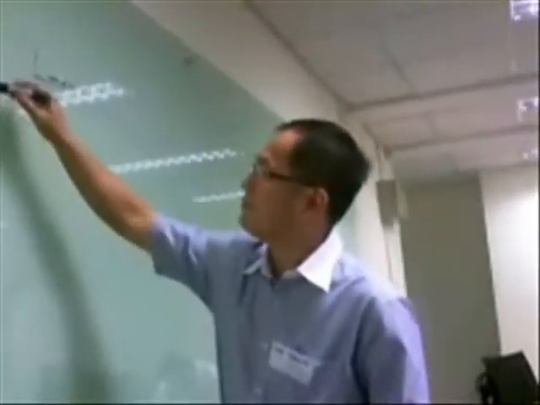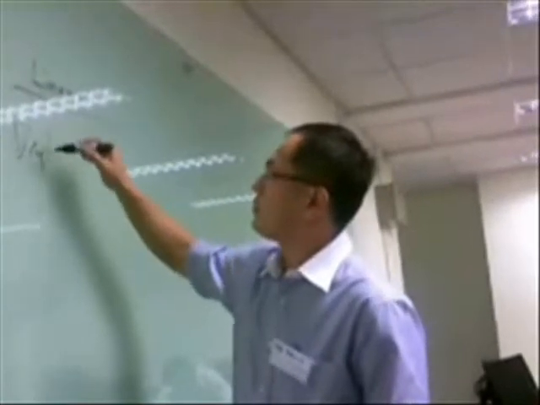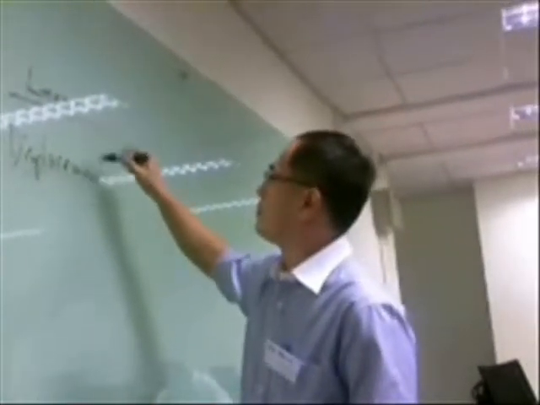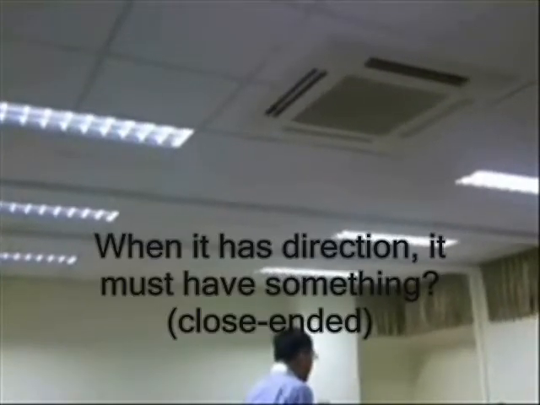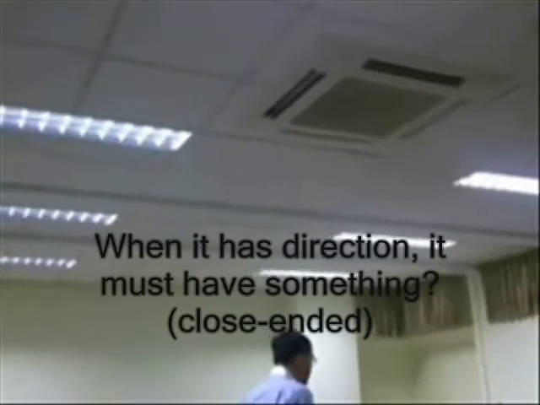You have a displacement. Everything starts from displacement. Is it a vector or a scalar? Vector. Why? Direction. It has a direction. From what, Caleb? When you have a direction, you must have something, a reference point.